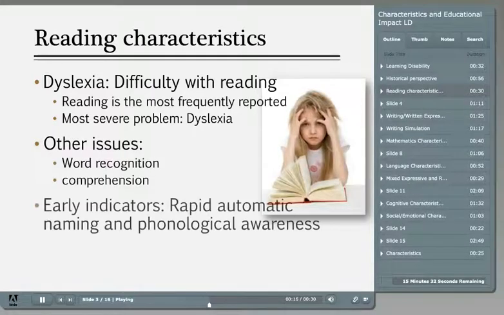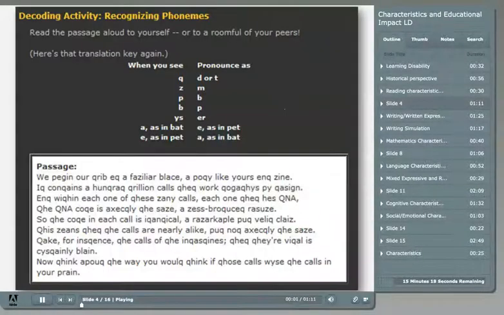Early indicators of learning disabilities with regard to reading include rapid automatic naming, or the ability to quickly name stimuli, and phonological awareness, or awareness of how spoken language can be manipulated. Let's take a look at the following decoding activity. This is a simulation of what it is like to have a learning disability in the area of reading. Take a minute and give it a try.